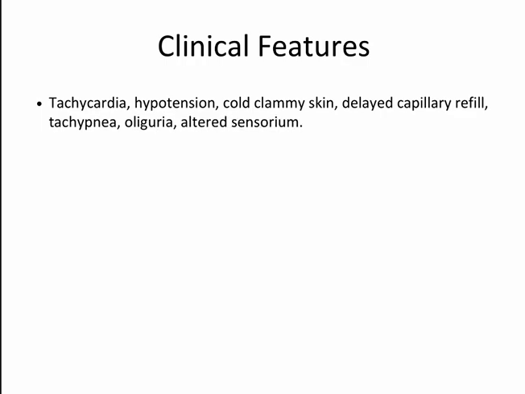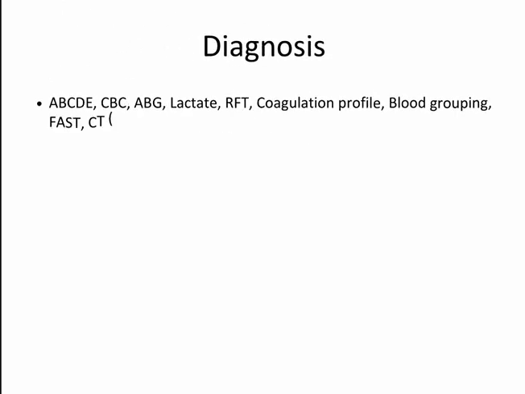Tachycardia, increase in the heart rate, hypotension, decrease in the blood pressure, cold clammy skin due to decreased blood pressure, as well as the extremities will be cold, delayed capillary refilling, and tachypnea, oliguria, and altered sensorium. Now let's talk about the diagnosis. How can we diagnose that a person having the clinical features is a patient of hypovolemic shock?